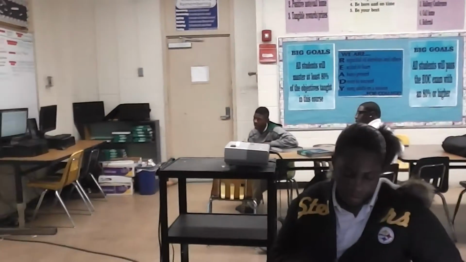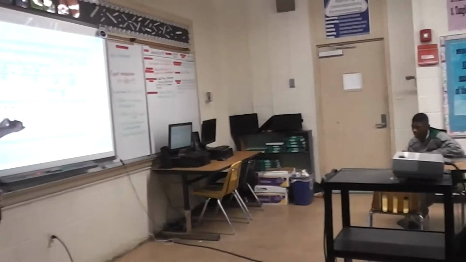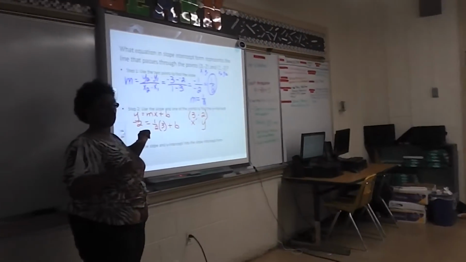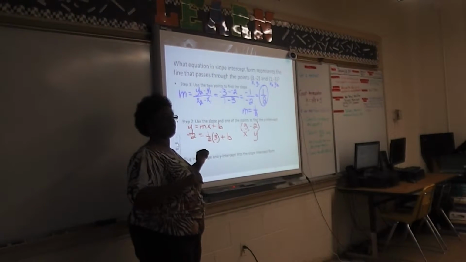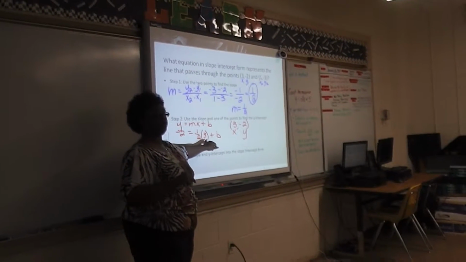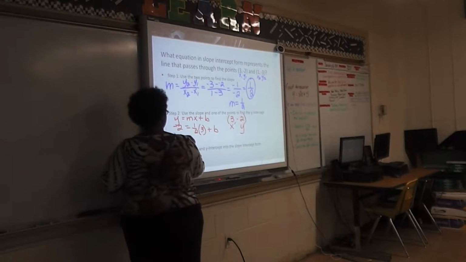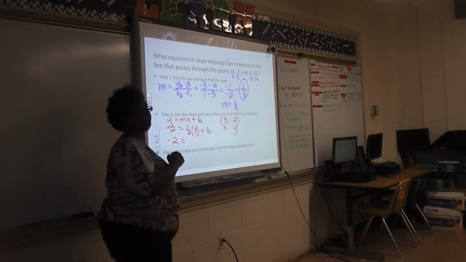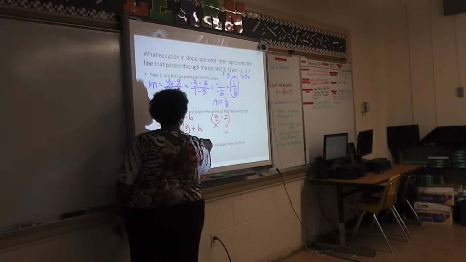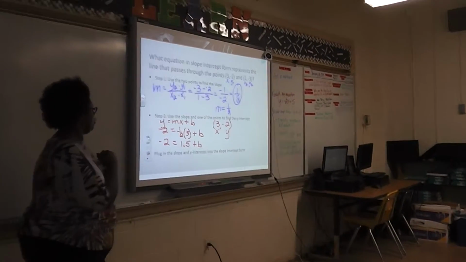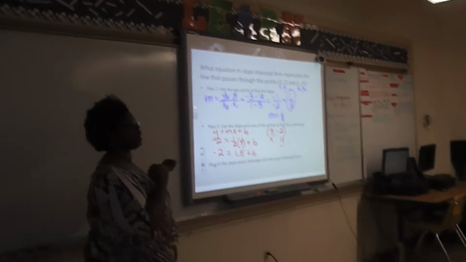Put open parentheses, 1 divided by 2, close parentheses, times 3. What did we get? 1.5. I heard you all. I was trying to wait for the rest of them to get it, okay? So we got 1.5. Now I'm trying to get b by itself.